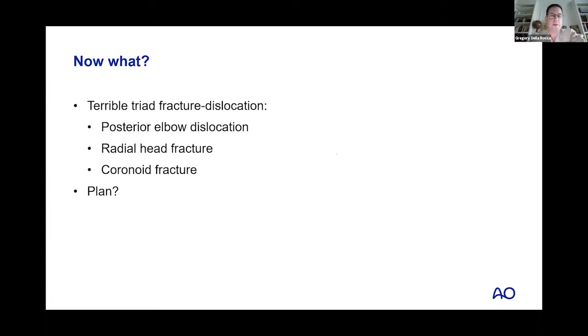So what I just said, a terrible triad, as most of the audience is aware, is most often a posterior elbow dislocation. Tip of the coronoid. It tends not to be a very large piece of the coronoid.